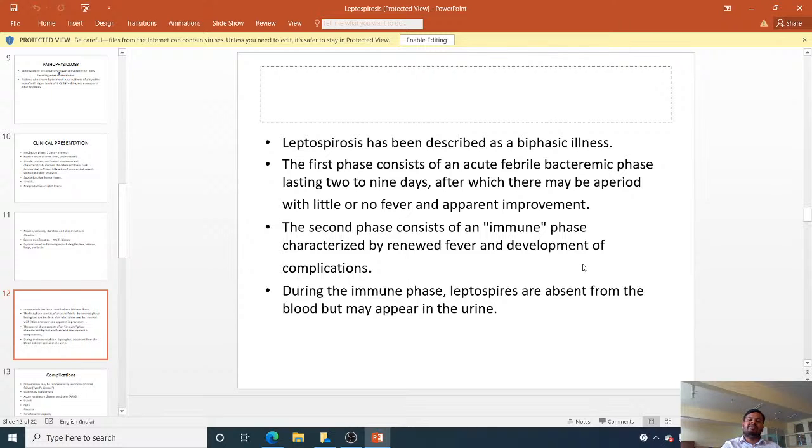During the immune phase, the leptospires are absent from the blood but may appear in urine. In the immune phase, because of the antigen-antibody reaction happening in the body, the body might be clearing all the spirochetes. So in blood you might not find the leptospires, but definitely there will be leptospires in the urine.